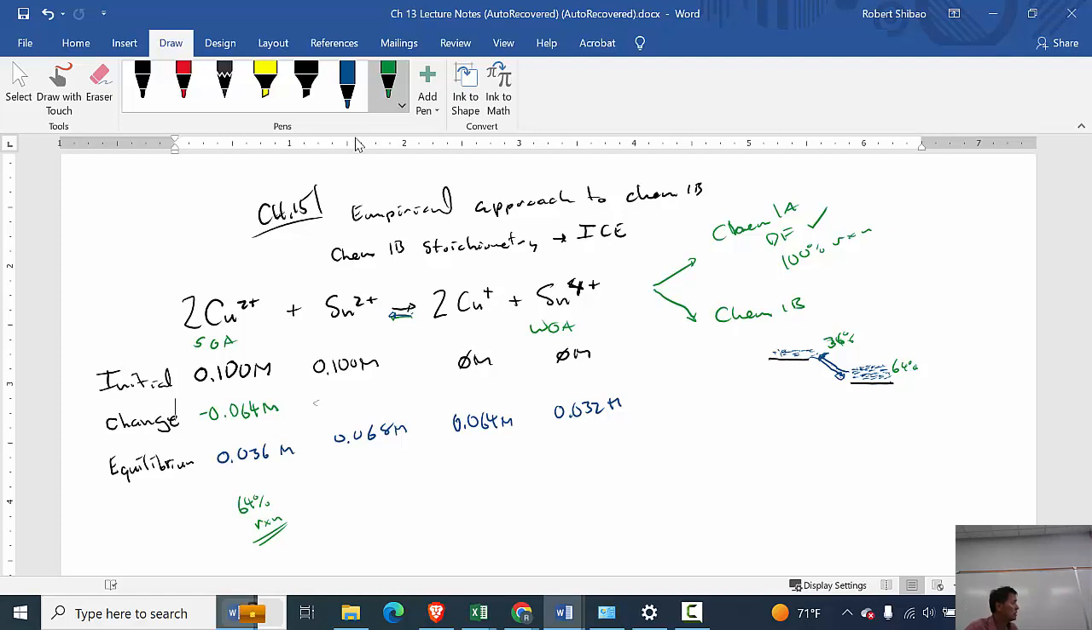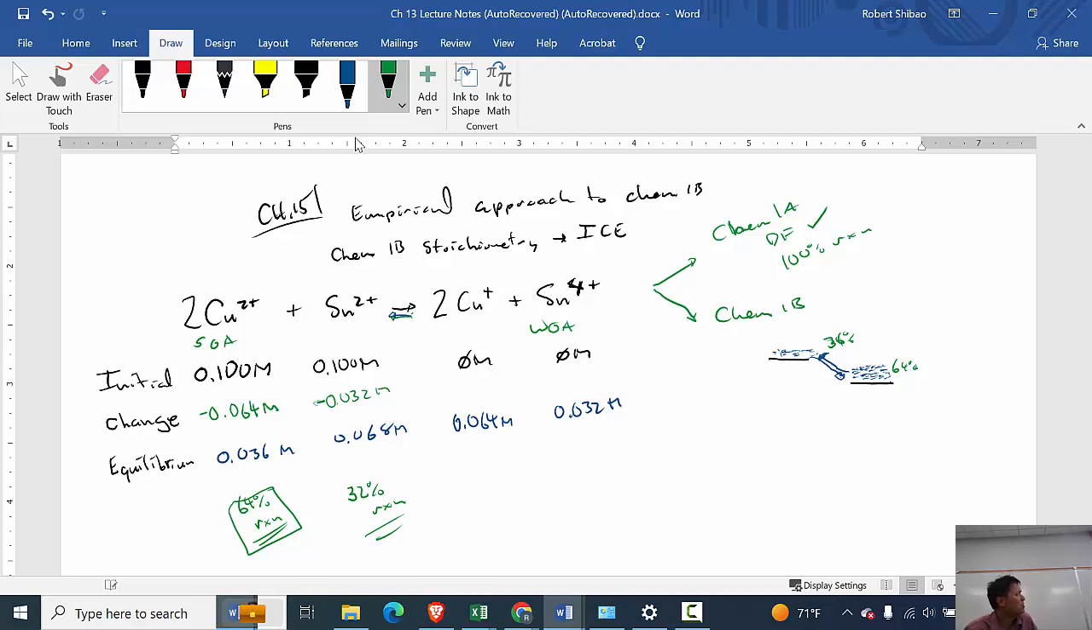What was the change for the tin? How much did we lose? 0.032. So we started off with 100, we lost 32. If we start off with 100 and lose 32, that's a 32% reaction. This one's trickier because this is the excess reagent. And so the percent reaction is usually based on the limiting reagent, 64% reaction here.